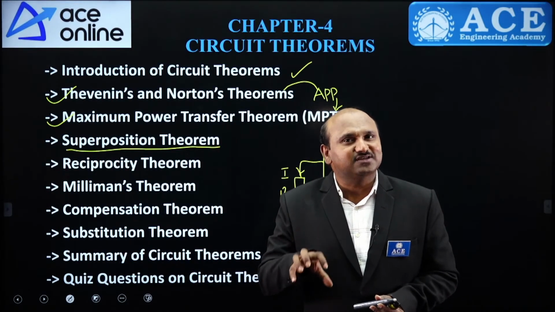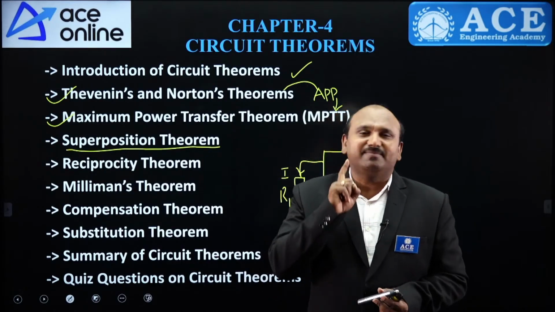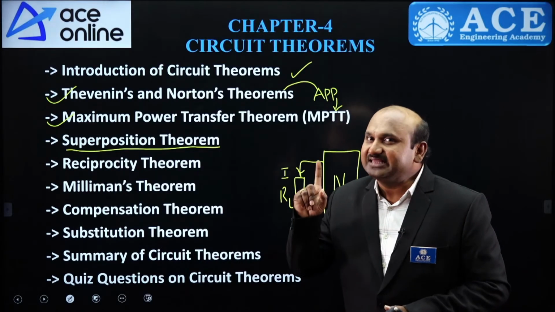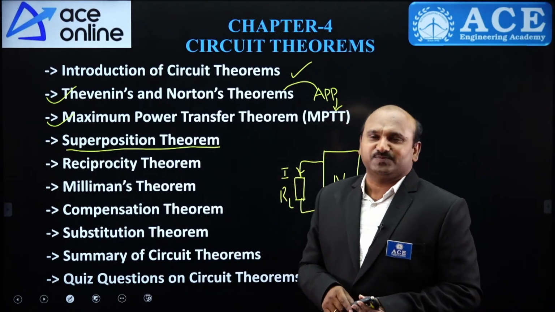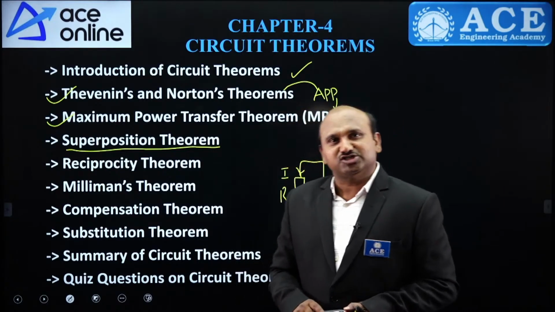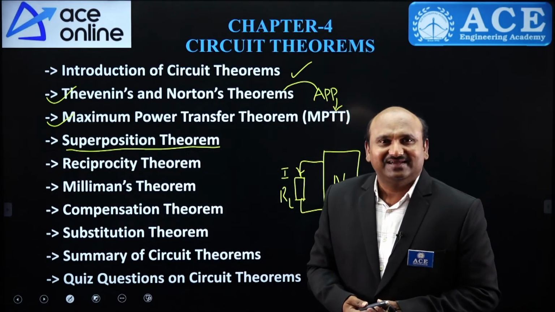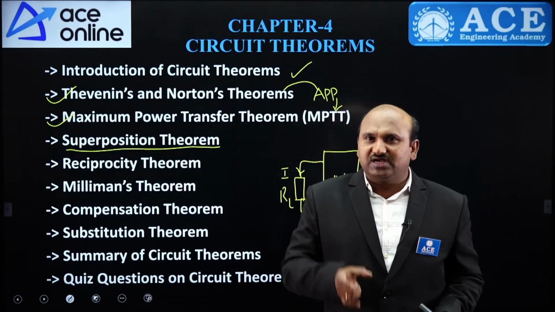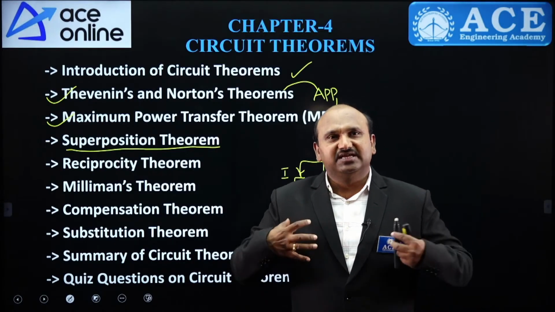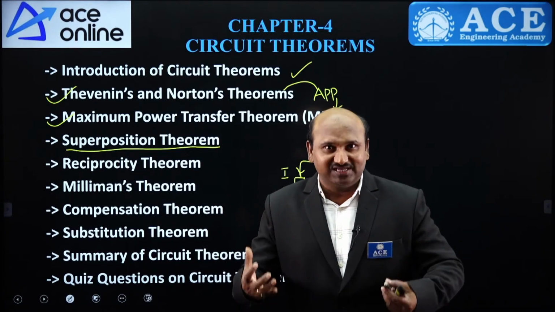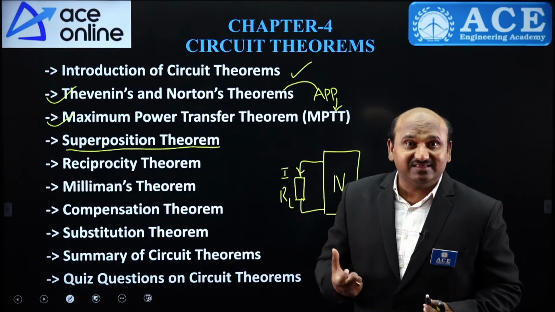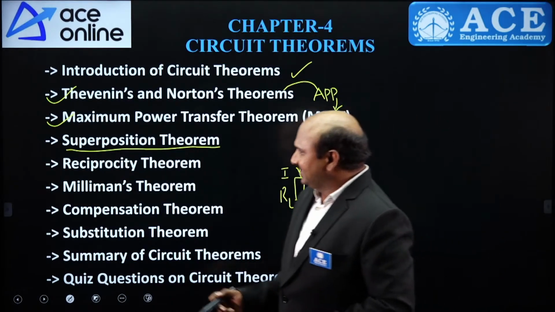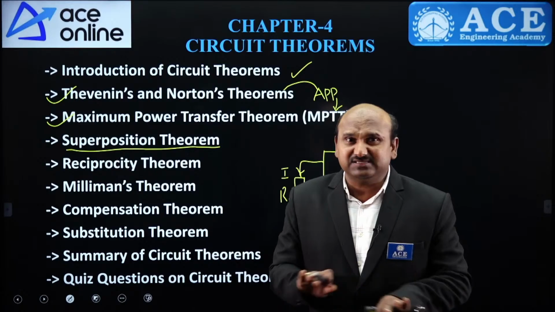If multiple sources are present and you want a single branch response, that response should be a linear response, either current response or voltage response, then we should go for the superposition theorem. Suppose my network has 2 current sources and 1 voltage source and I want to get a single branch response, then I need to use the superposition theorem to get the response within the time, right? That's why superposition theorem, 99% he may not ask.